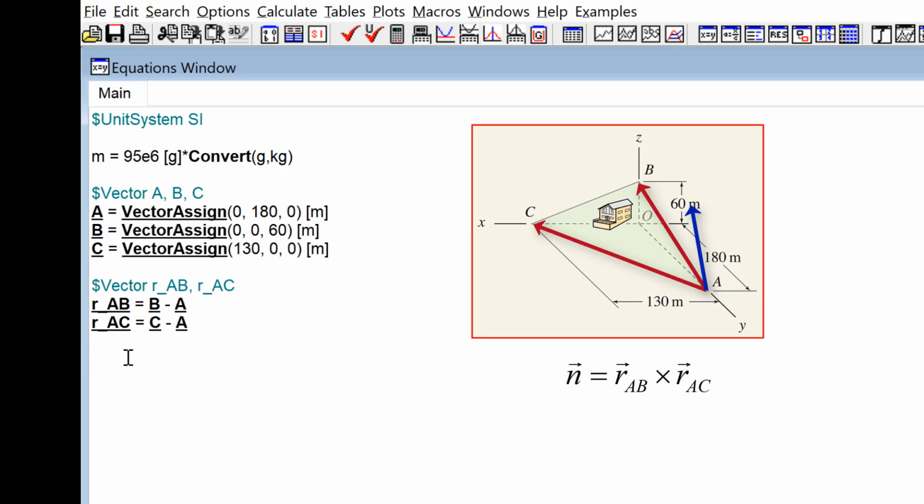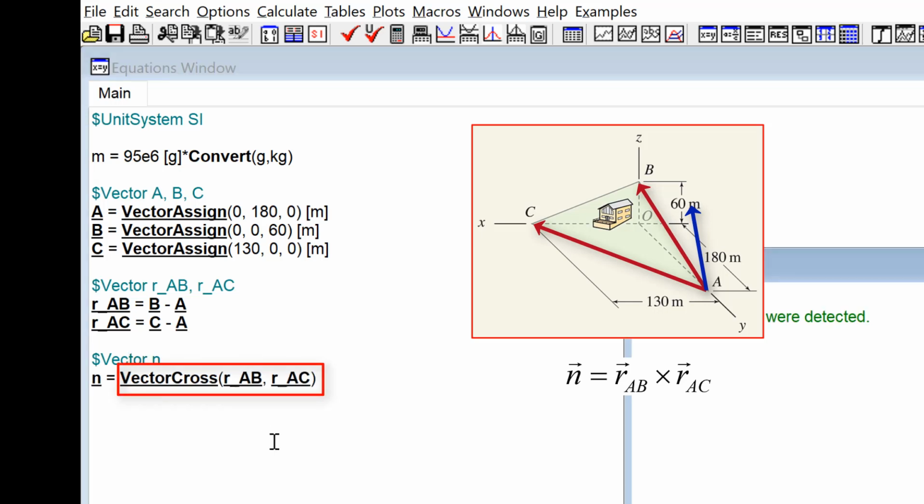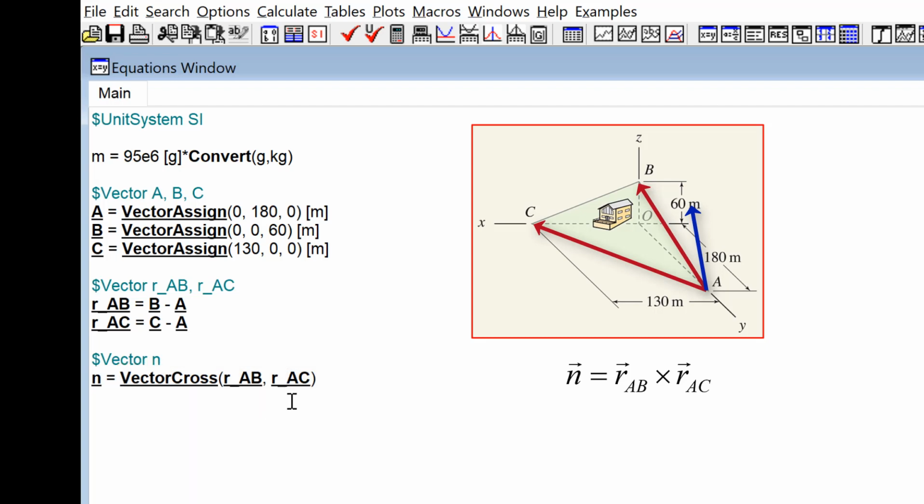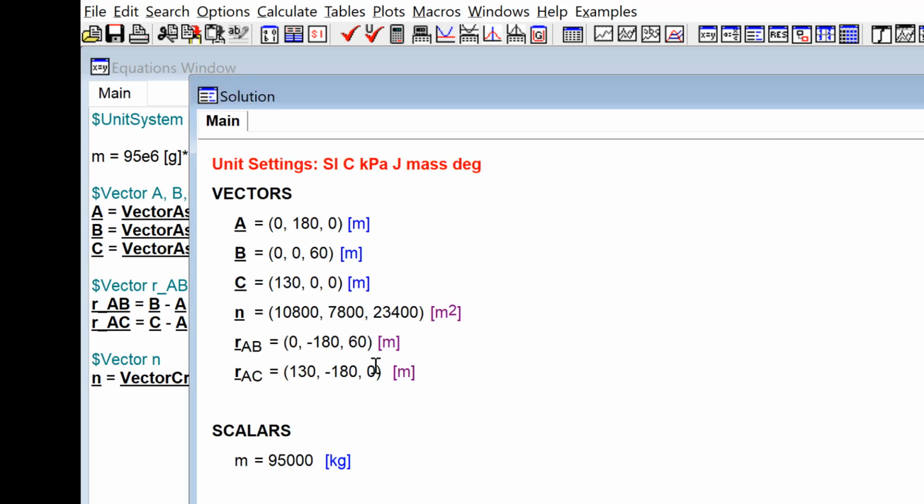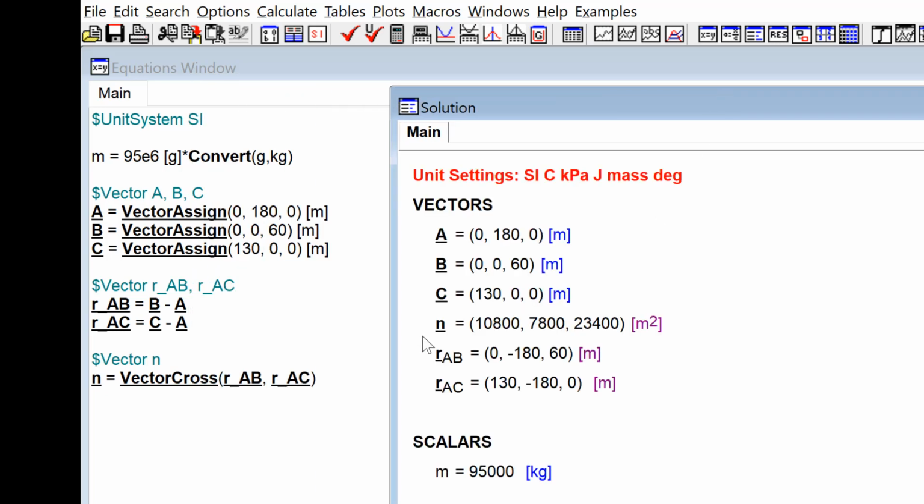So the next equation is taking the cross product of these 2 vectors, and that is where we will use the VectorCross function. The VectorCross function takes in 2 vectors. So in this case, we're going to take the cross product of RAB and RAC, and that will return for us a vector that we'll call n. So that's the normal vector. And again, when we can plot these vectors, we'll be able to actually make sure that n is perpendicular to the 2 vectors in the plane, and also behaving according to the right-hand rule.